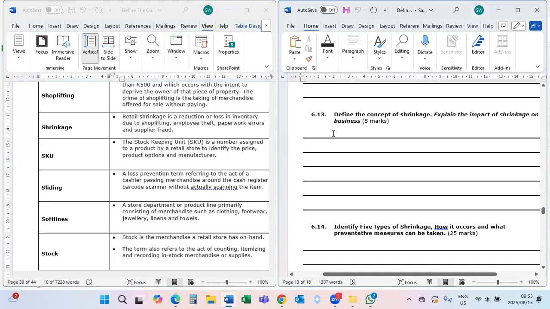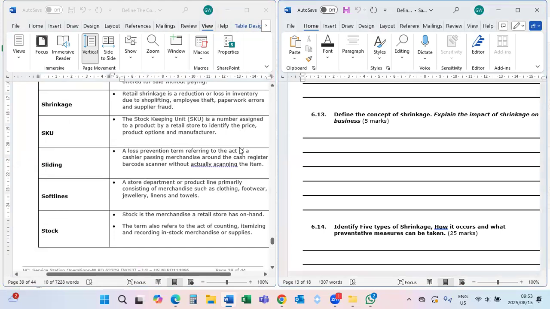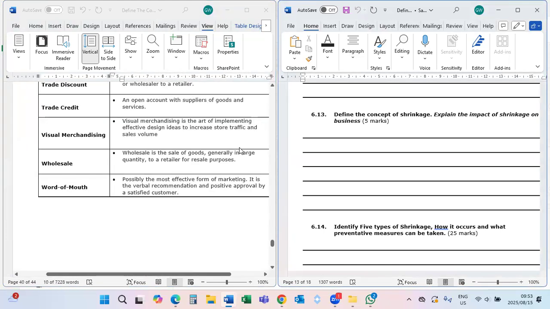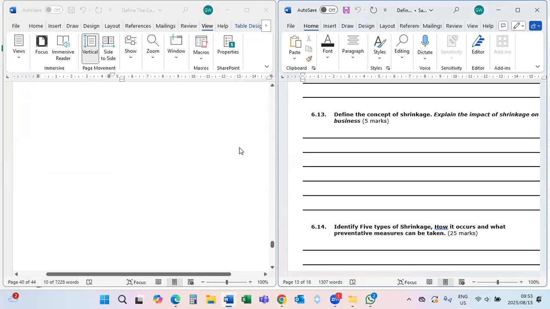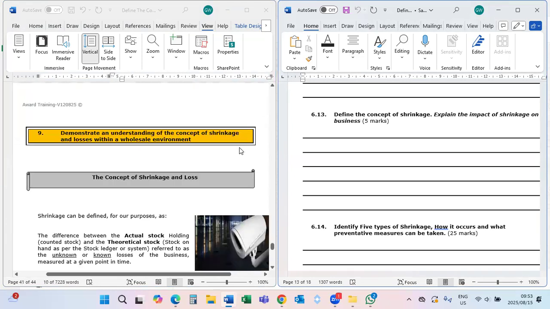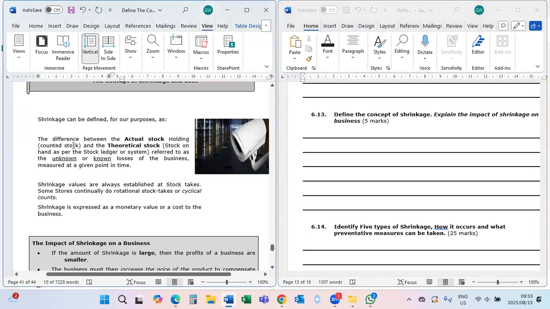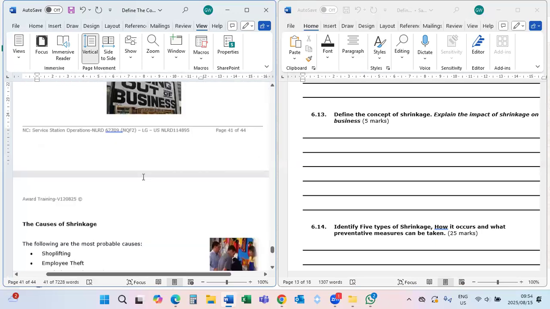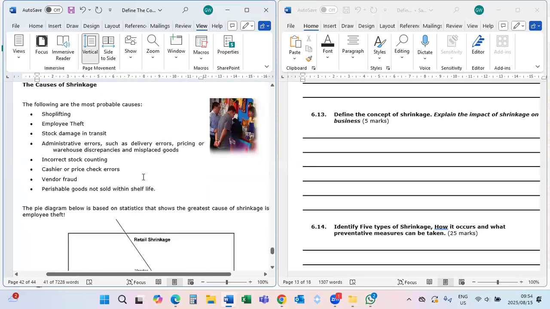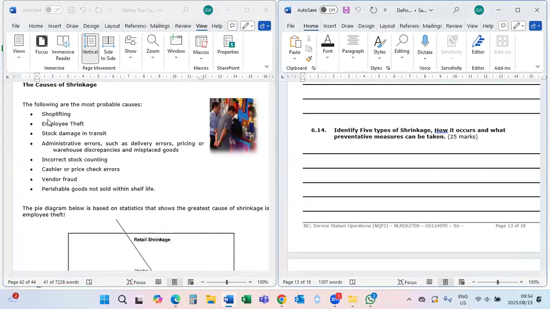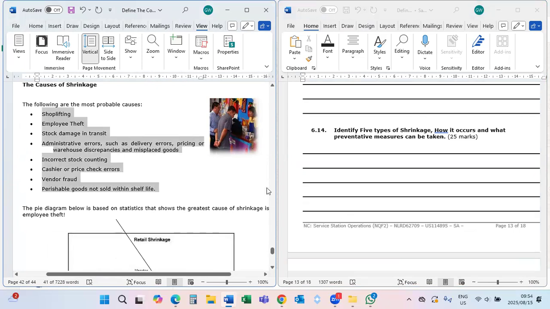Then 5 types of shrinkage. Let's have a look here. Shrinkage. Okay, there's also a definition. You could use that definition as well if you wanted to. Okay, and the types of shrinkage here they are here. So this one here, identify 5 types of shrinkage: shoplifting, employee theft. I'd like you to list these, please, if you can. Those need to be listed here.